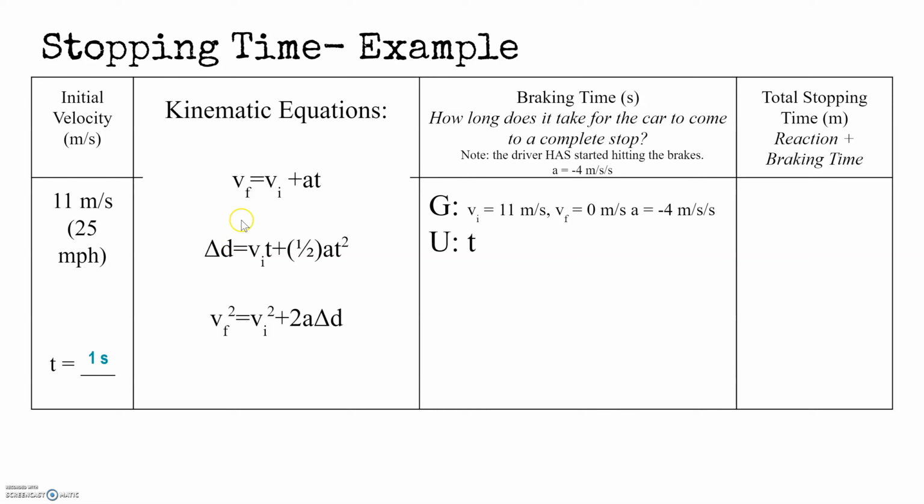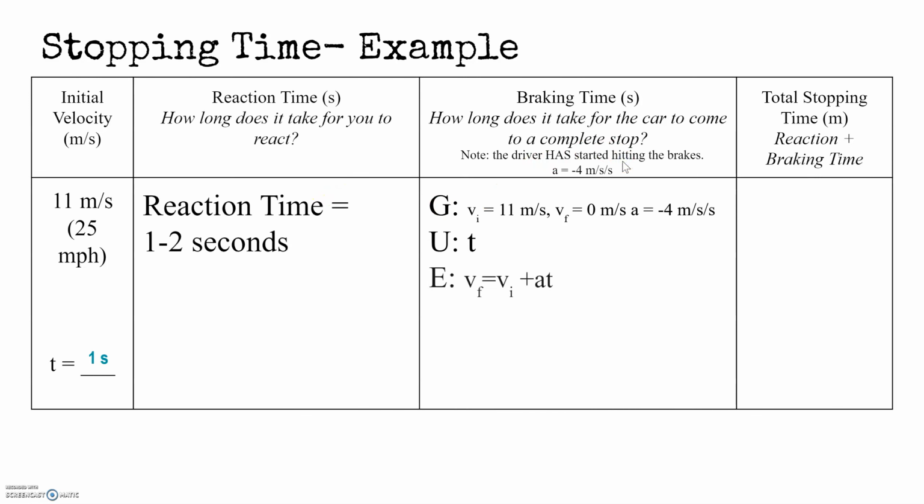This top equation is perfect because I have the velocities. Initial is 11 meters per second, final is 0 meters per second. I have the acceleration, -4 meters per second squared. I'm only solving for 1 unknown, which is time, and that matches up. So that is the equation that we are going to use.